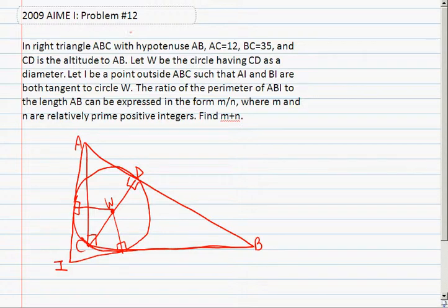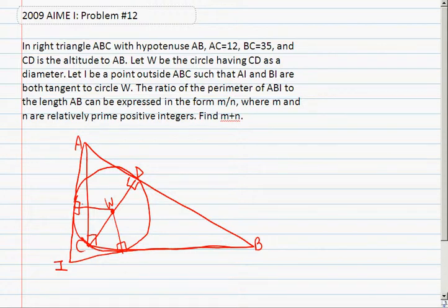In a right triangle ABC with hypotenuse AB, AC equals 12, BC equals 35, and CD is the altitude to AB. Let W be the circle having CD as a diameter. Let I be a point outside ABC such that AI and BI are both tangent to circle W. The ratio of the perimeter of ABI to the length AB can be expressed in the form m over n, where m and n are relatively prime positive integers. Find m plus n.